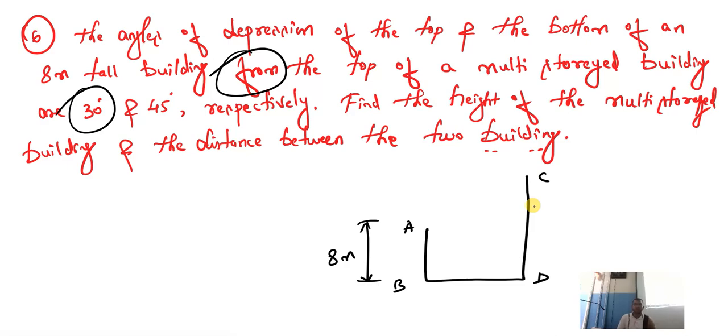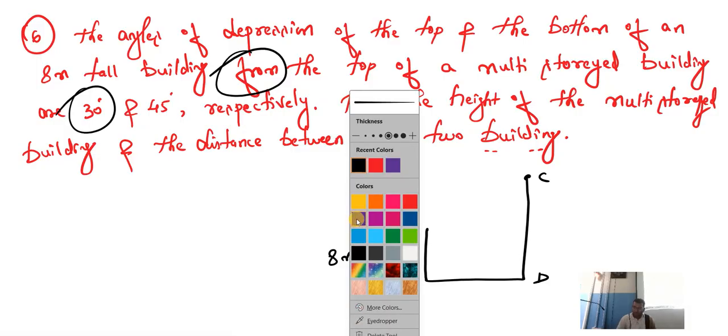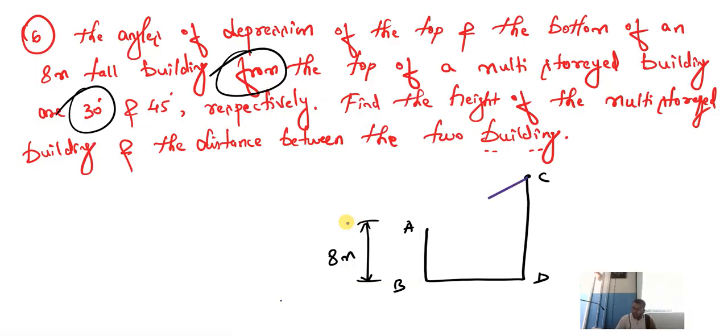From this multi-storied building, angle of depression is happening. What is happening? Angle of depression. Angle of depression हो रहा बेटा. अगर angle of depression होना, तो कौन सा reference line से होगा? Horizontal. First we have to draw one horizontal. From this horizontal, angle of depression is happening, 30 degree.